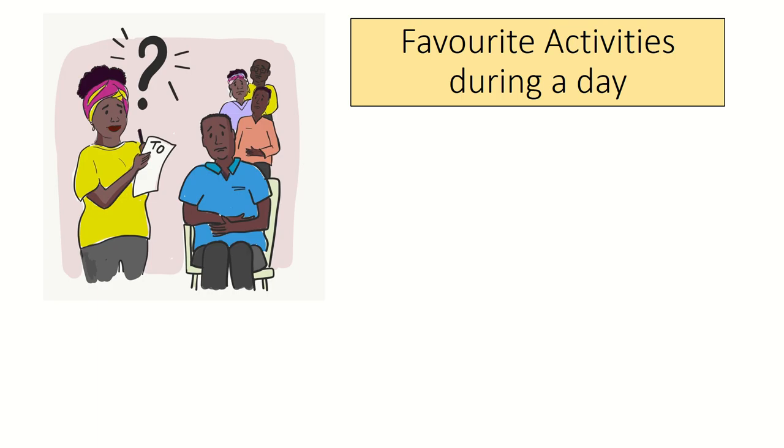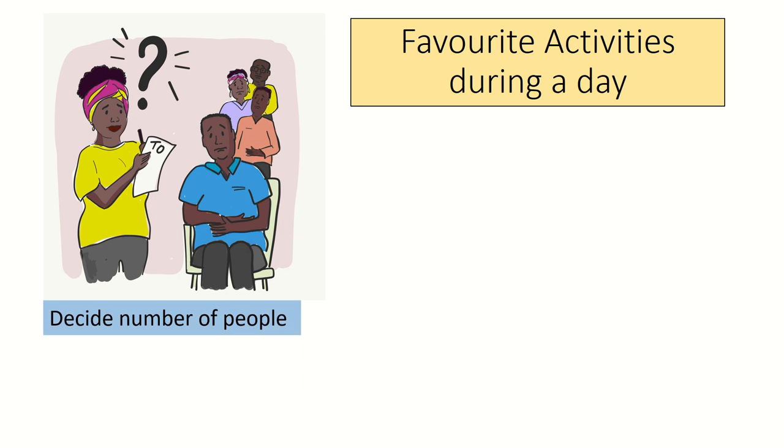Now, for example, this is a lady and she is asking about the favorite activity during a day from a number of people. First step is that she has to decide how many people she will question. So for example, she starts and gets the information from 1000 people. Oh, it's a big number. But for a survey, we have to decide first of all how many people we'll question.